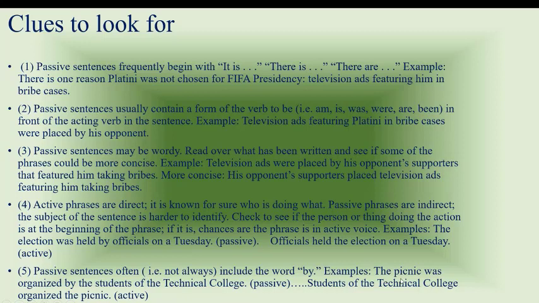Fifth, passive sentences often, but not always, include the word by before the subject. Examples: The picnic was organized by students of the technical college. Students of the technical college organized the picnic. This is the active, while this is in passive, by the students.